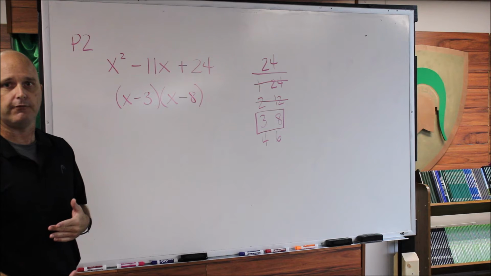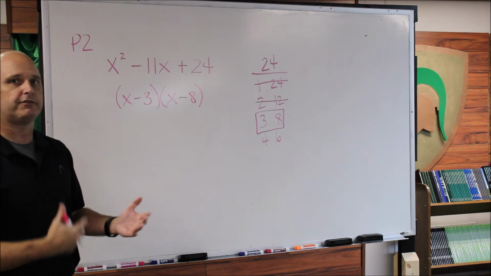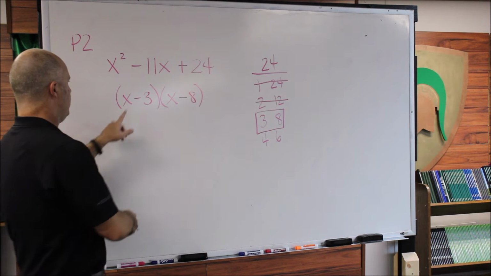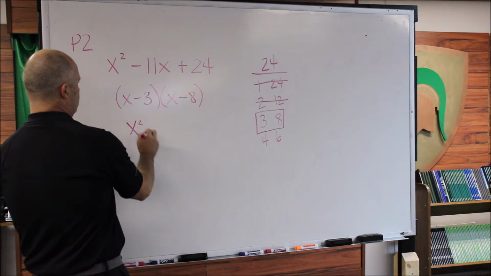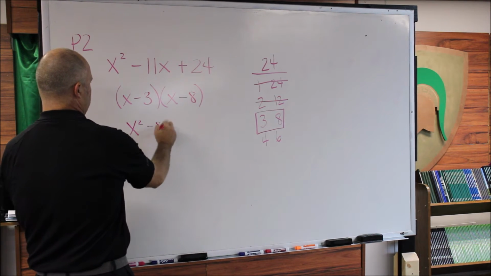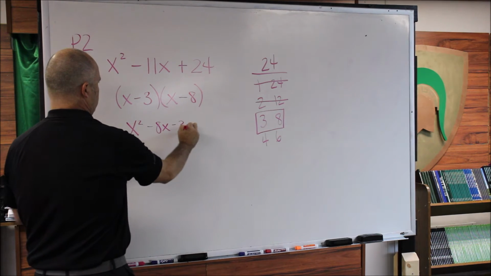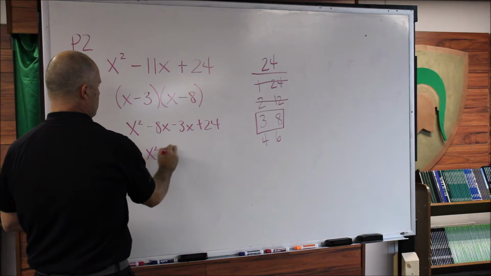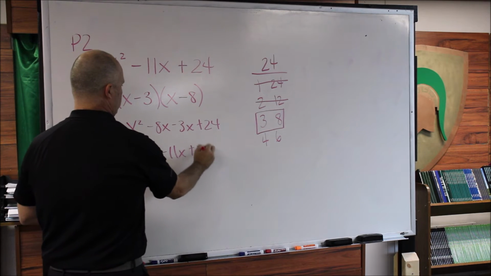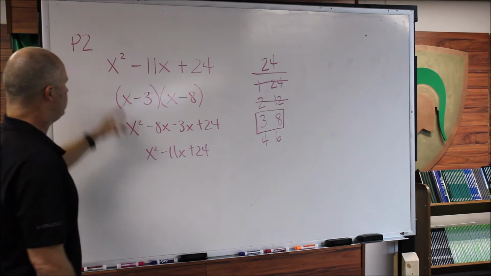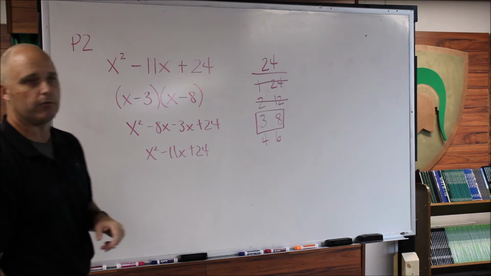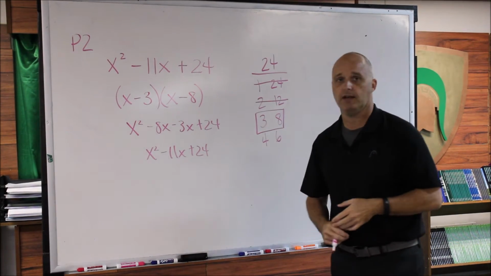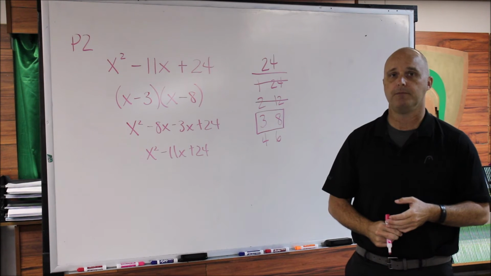Now, to check and see if we did this correctly, let's run this back through FOIL and see if we get the same expression that we started with. x times x is x squared, negative 8x, negative 3x, and positive 24. So you get x squared minus 11x plus 24. So you can see that we get the same expression that we started with, so we know that those factors, x minus 3 times x minus 8, are the correct factors for this problem.